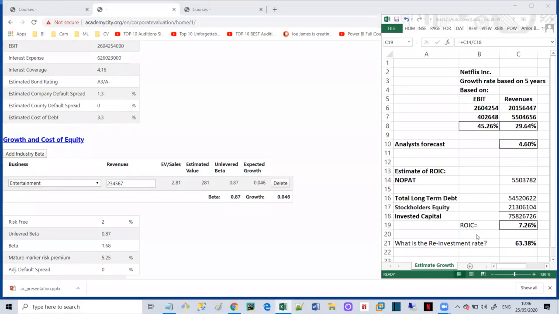Then we say, okay, if ROIC is 7.6, what does it really mean for how much the company has to invest in order to keep even a growth rate of 4.6? I will take 4.6 divided by 7.6. I'm getting that Netflix has to keep 63% of their operating income after tax in order to keep such a growth. Although this is not a substantial number, they will have to keep about 63%.